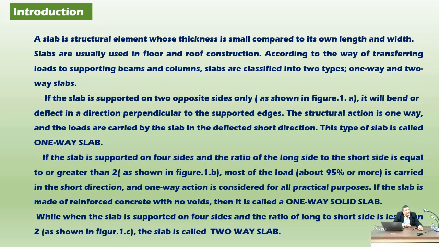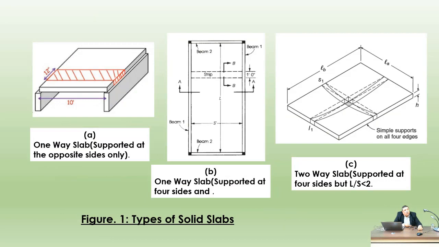It will bend or deflect in a direction perpendicular to the supporting edge. The structural action is one way, and the loads are carried by the slab in the deflected short direction. This type of slab is called one-way slab. If the slab is supported on four sides and the ratio of the long side to the short side is equal to or greater than 2, as shown in figure 1B. This is figure 1B.